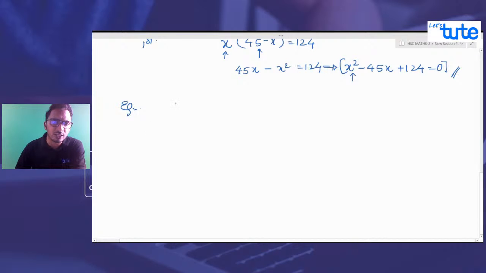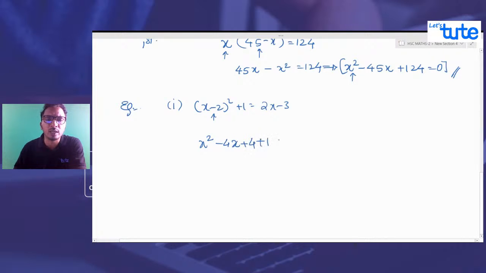Whatever is given, like first of all in example 1, it is given that (x minus 2) squared plus 1 equals 2x minus 3. Whenever you're not sure, you expand whatever you have in the equation. In this case we have (a minus b) whole squared, so we are going to use that. So x squared minus 4x plus 4 plus 1 equals 2x minus 3.